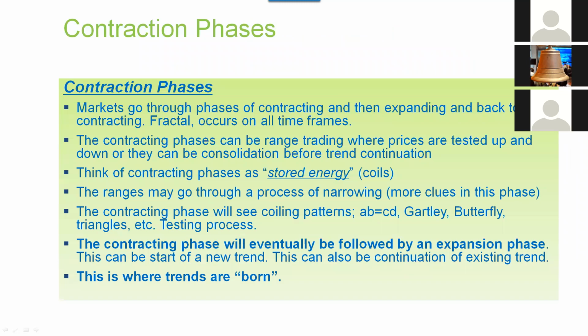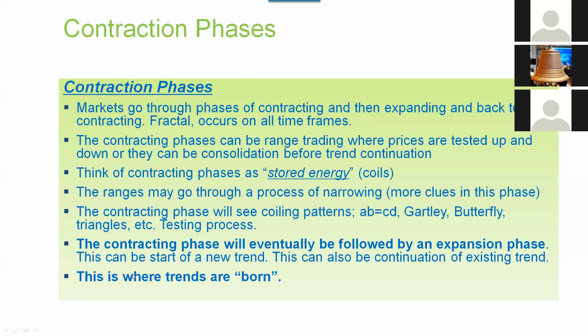Usually more time is spent in the contracting or the range phases than in the expansion phases. The expansion phases can travel further with price, but usually with less time. The ranges are going to go through a narrowing process usually, and I'm going to show you some examples of charts on this. They may start out a little bit volatile, but they'll narrow down to usually a narrowing of range. And again, in the contracting phase, we'll see these types of patterns: ABCD, Gartley, butterfly, triangles. It's a testing process. And eventually, it's going to be followed by the expansion phase. So this is important to remember. And that can be the start of a new trend.